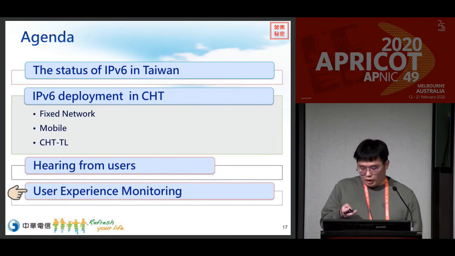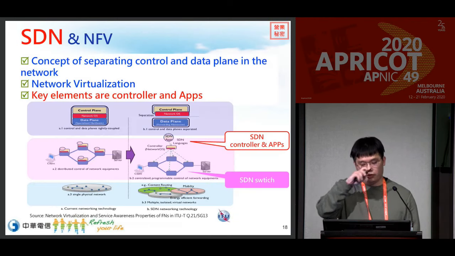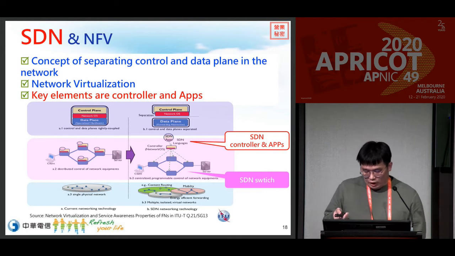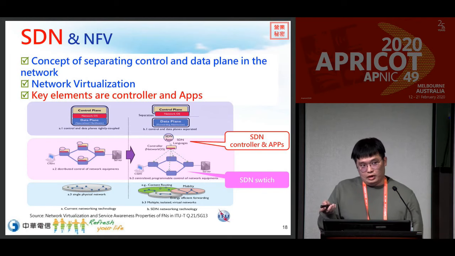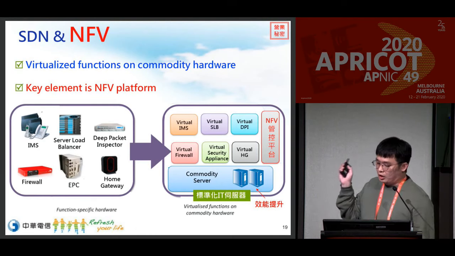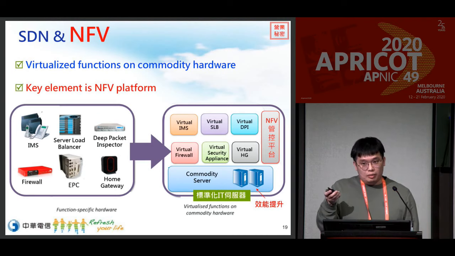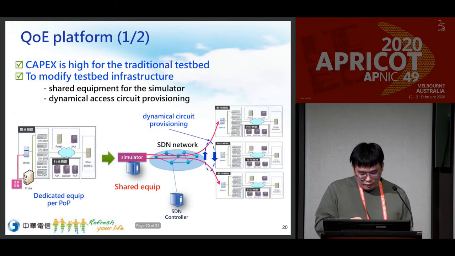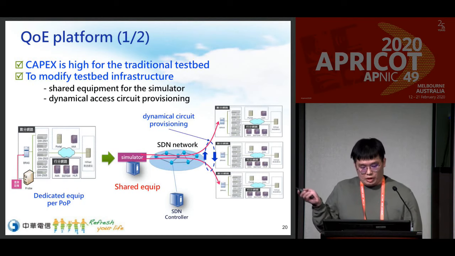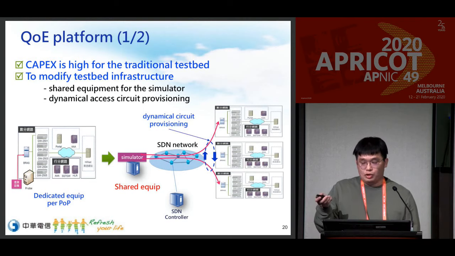So that's why we use two concepts. One is SDN. The second is NFV. SDN is a concept of separating the control and data planes in the network, and we have a controller and a programmer to do this. NFV is virtualized functions on commodity hardware, which brings us a shared simulator. By combining these two concepts, we have a QoE platform that reduces our CapEx compared with the traditional testbed, maybe.